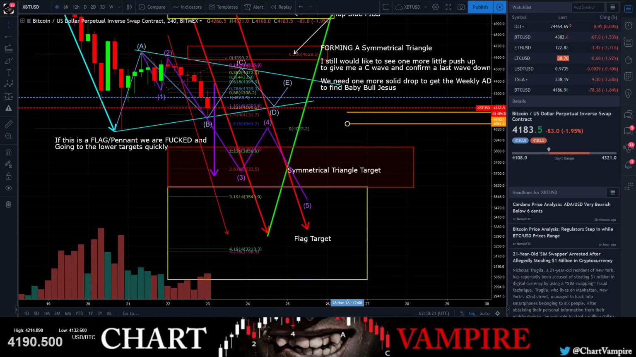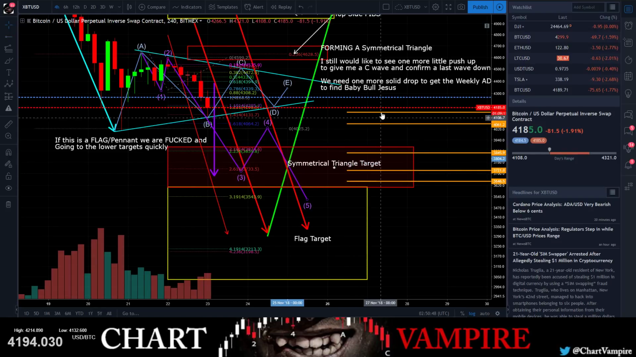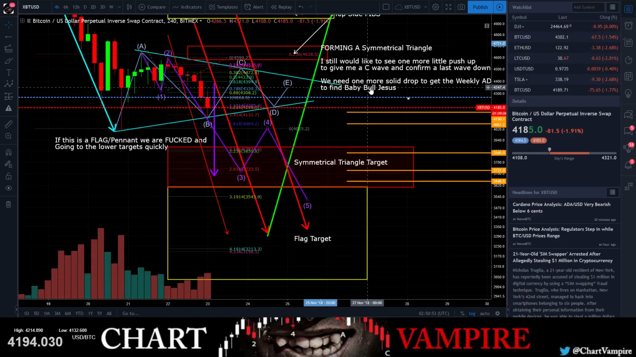Then I'm going to do 3850 right there. And then I'm going to do 3700 right there. And then I'm going to do 3648. Okay, so these are your near-term supports right here, okay? So these are your supports.